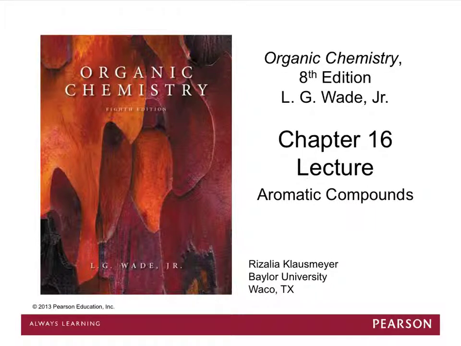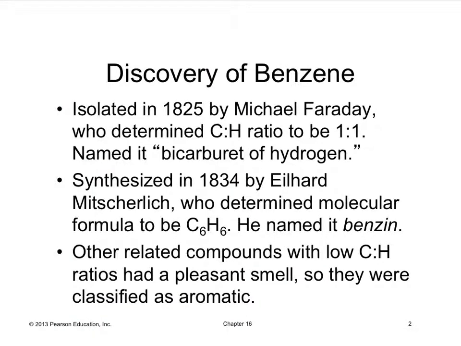So this time we're going to be talking about Chapter 16 on aromatic compounds. Benzene was first isolated by Faraday in 1825, who determined the CH ratio to be 1:1 and named it bicarbonate of hydrogen. Subsequently, in 1834, Mitscherlich, who determined the molecular formula to be C6H6, named it benzene. There are other related compounds with low CH ratios that had a pleasant smell, so they were also classified as aromatic.